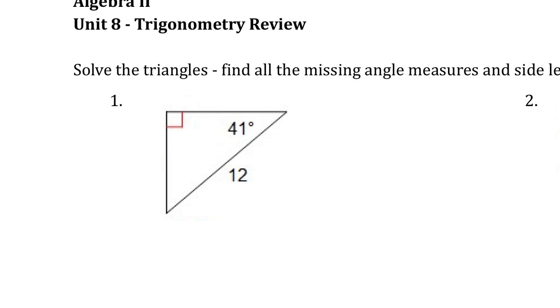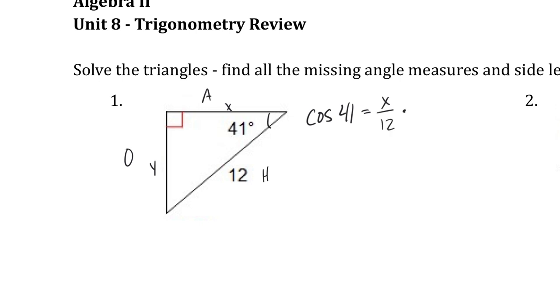So here we go. The first problem is we're supposed to solve all these triangles. We're supposed to find all the missing angle measures and all the side lengths. The first thing I see is that I have an angle of 41 degrees. I'm going to label my triangle opposite, adjacent, and hypotenuse, which will help me see that I can use cosine or sine to find one of the missing sides. I'm going to call this y, and this x. So cosine of 41 is equal to x over 12.